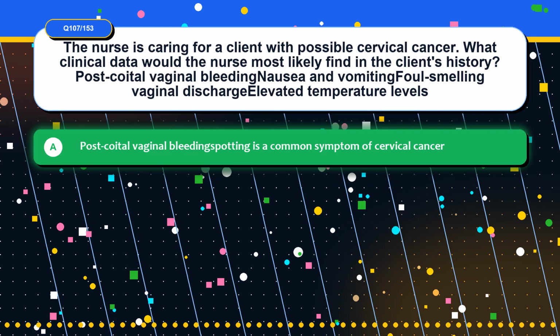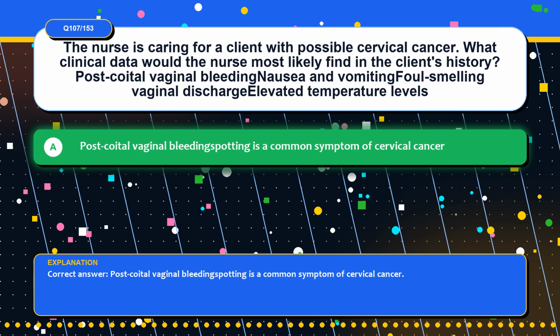The correct answer is option A. Postcoital vaginal bleeding. Spotting is a common symptom of cervical cancer.